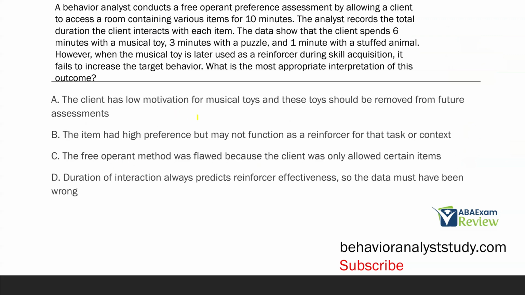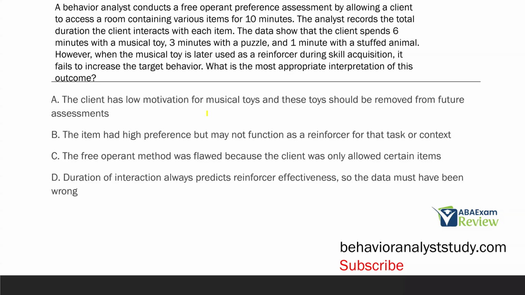A behavior analyst conducts a free operant preference assessment by allowing a client to access a room containing various items for 10 minutes. The analyst records the total duration the client interacts with each item. The data show that the client spends 6 minutes with a musical toy, 3 minutes with a puzzle, and 1 minute with a stuffed animal. However, when the musical toy is later used as a reinforcer during skill acquisition, it fails to increase the target behavior. What is the most appropriate interpretation of this outcome?